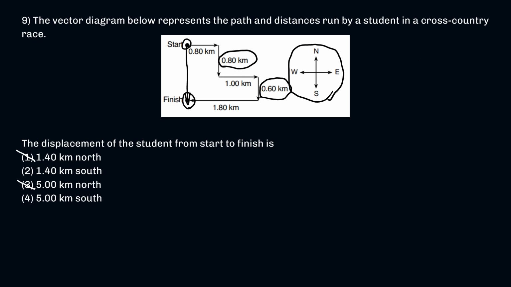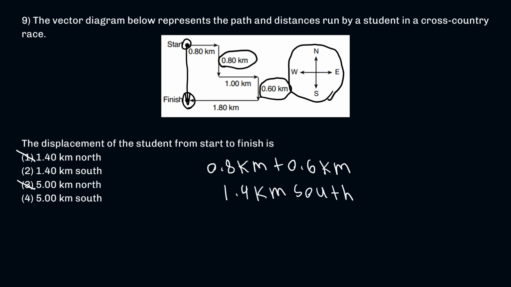And then just adding these up together, 0.8 kilometers plus 0.6 kilometers. That's going to give me 1.4 kilometers, and that is going to be in the southern direction based on my compass. If you want to just make sure to plug it into the calculator to get the 1.4, you can. You definitely don't need to for this situation though. So 1.4 kilometers south, that is answer choice 2, will be my answer. Let's move on to my next example.